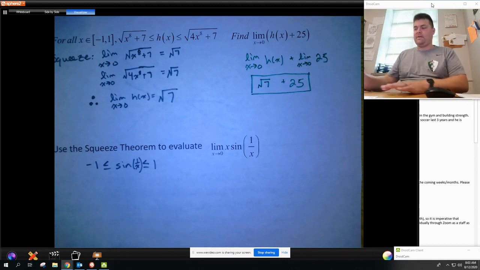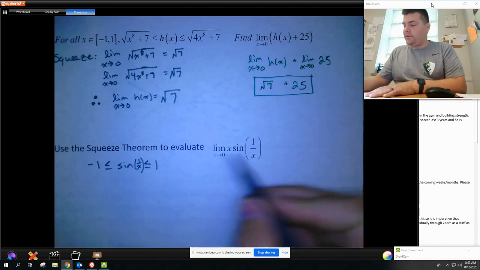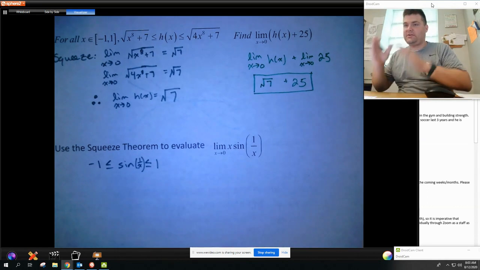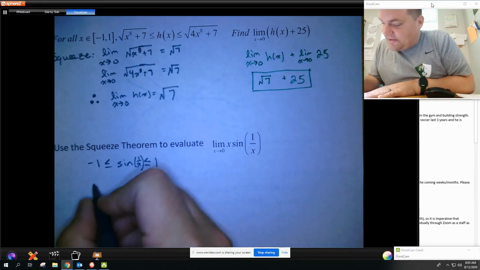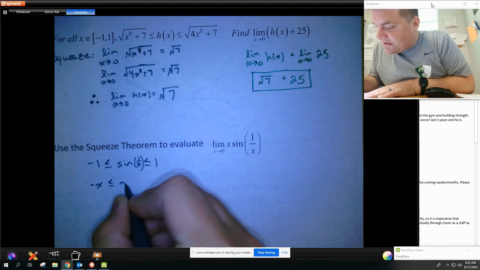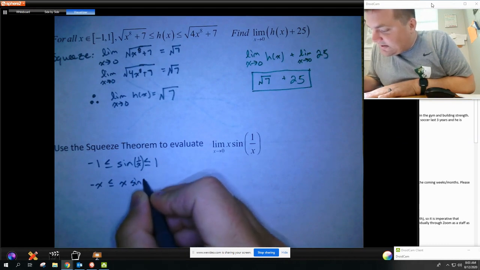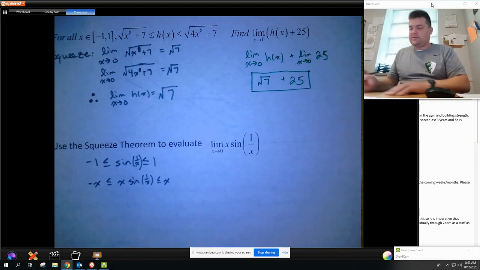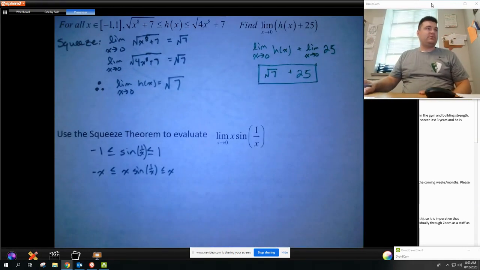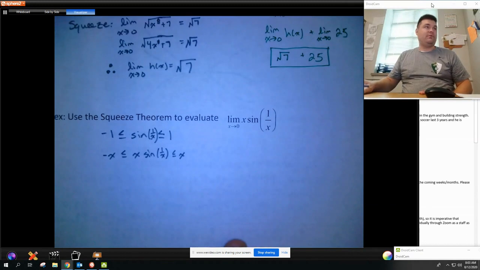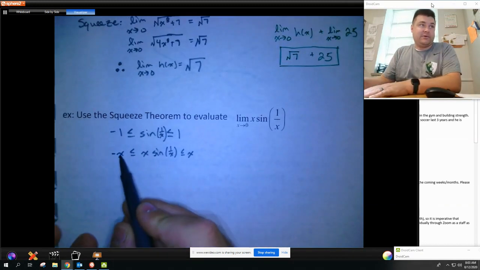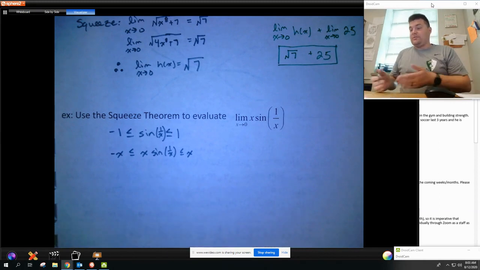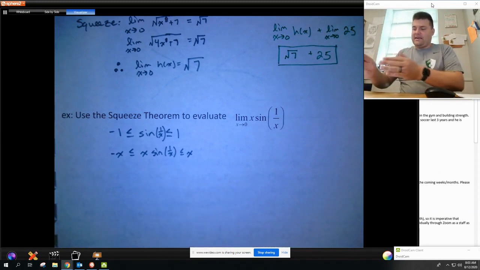Okay? How do I make this middle one look like this right here? Just need to multiply this by x. What you do in the middle, you've got to do on the outside. So I'm going to get -x less than or equal to x sine of 1 over x less than or equal to x. Now I'm ready for the squeeze because I do know, real quick, if I plug in a 0 here, that's 0. Plug in a 0 on that end, that's 0, which means that that middle is going to be 0. So I know this, but I have to get it on my paper.